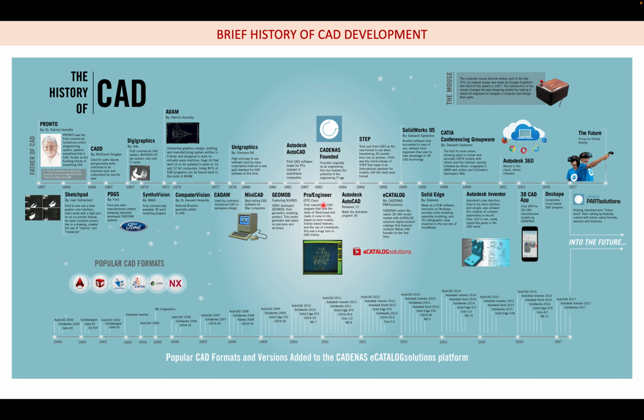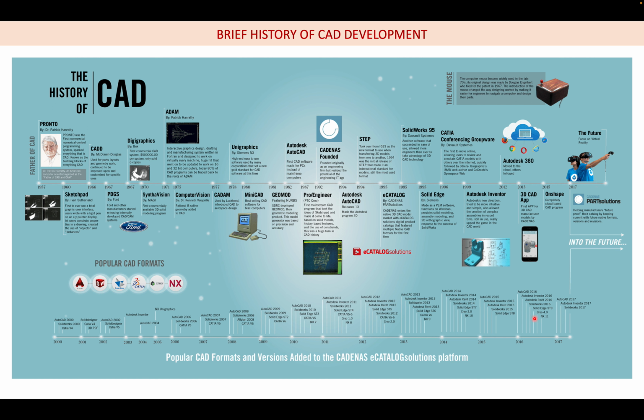Then Pro-E was developed in the year 1987. AutoCAD was also developed in 1982. Then you can see that very many versions of AutoCAD started emerging later. Then you have SolidWorks, then CATIA. And finally we have Autodesk Inventor, and then now we are in the future. So you can see so many software packages are there.